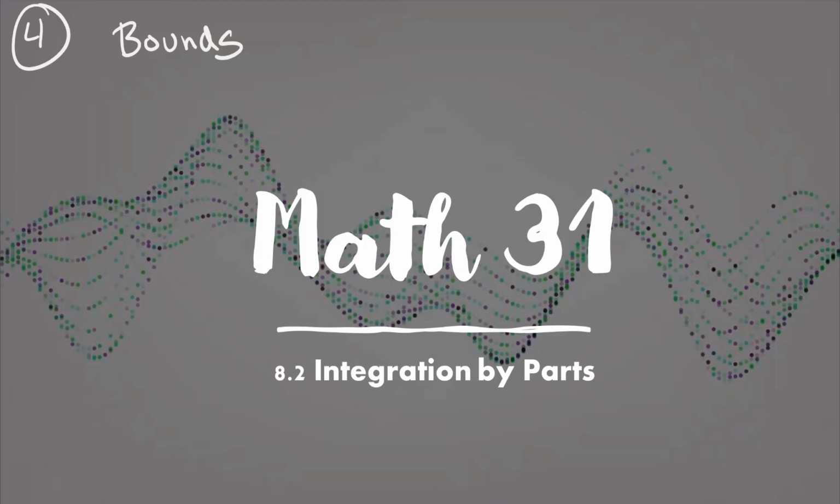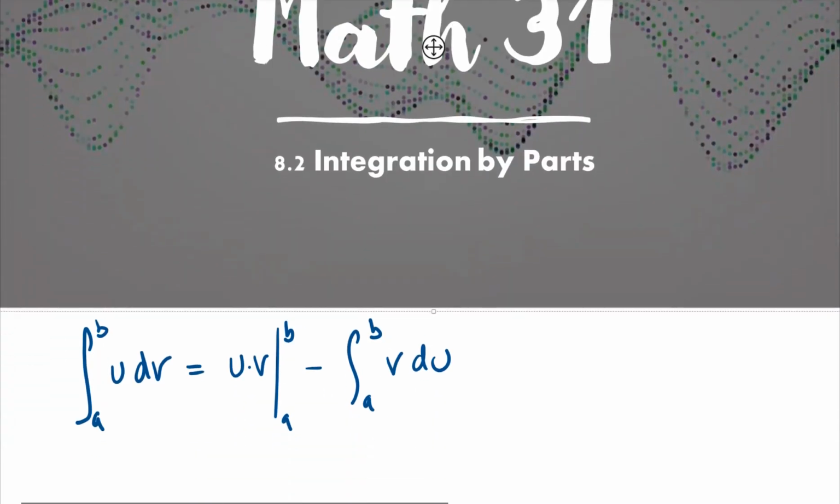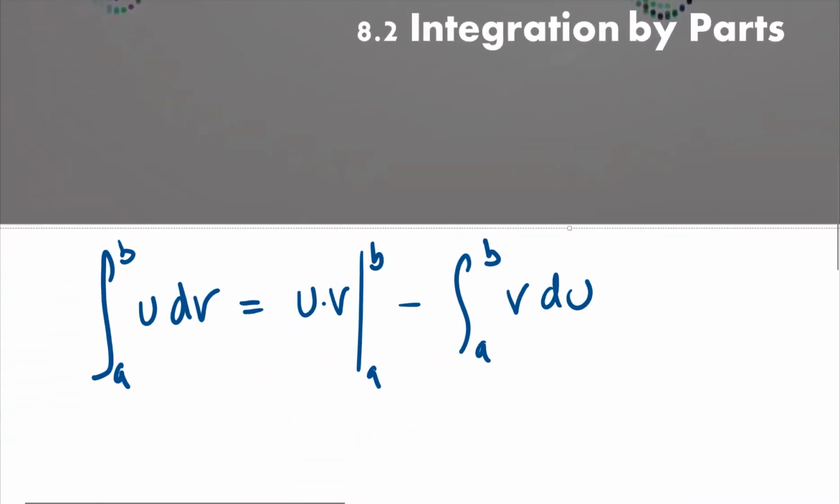All right, let's start messing around with some bounds. So here is our formula now. It's the same thing, except we have to evaluate. When we get our u times our v, we actually have to evaluate our bounds from a to b. And then we get our v du, and then we'll just deal with the bounds as per normal. But I think it's probably a little bit simpler just to see the problem in action.